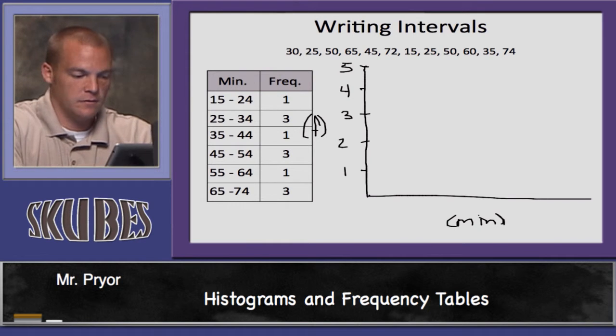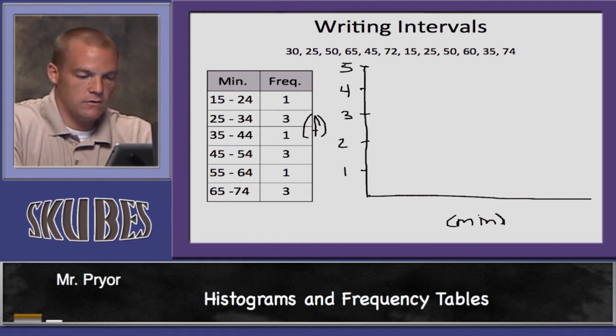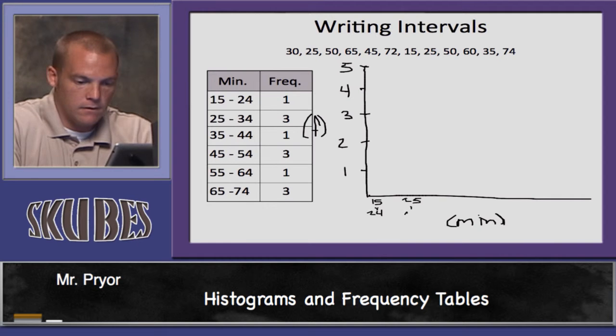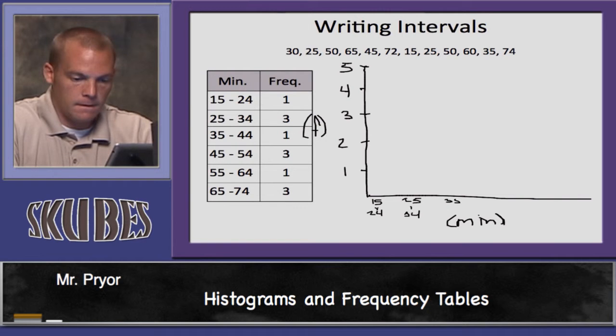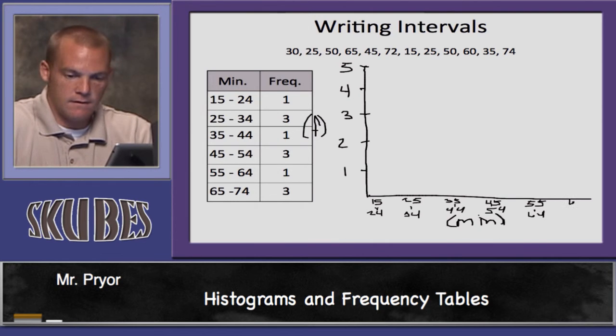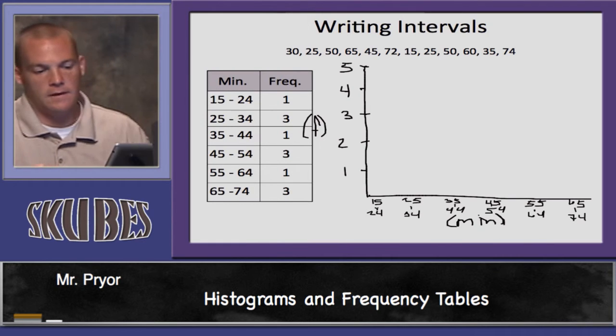Alright, so at this point then we need to squeeze in our intervals at the bottom, and I'm going to do it in a very similar way that I did before. Just try to do them vertically so I don't run out of room. So 15 to 24. Then 25 to 34. The next one will be 35 to 44. And 45 to 54. And 55 to 64. And then lastly 65 to 74. Just enough room to make it work.